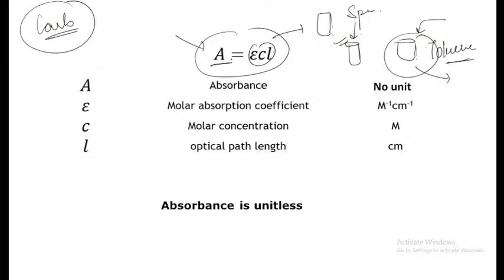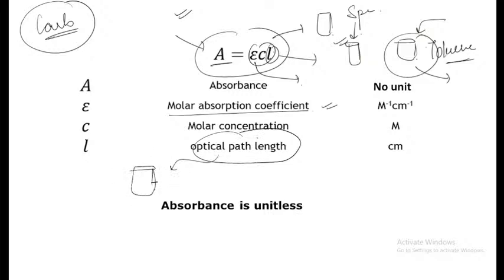So for finding out the final absorbance, we use the Beer-Lambert law, where E is the constant, the molar absorption coefficient. Then we have L. L is the optical path length, or we can say L is the thickness of the cuvette that we are taking into consideration depending upon the variety of content that we have, and C is the molar concentration.